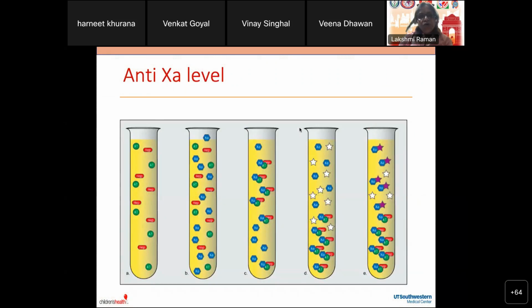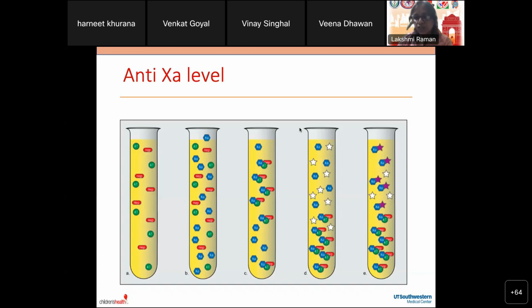So how do you do anti-Xa? You take heparin-activated platelet-free plasma, and then you add some factor Xa. There is binding of Xa to the existing heparin-antithrombin complex. Then whatever free Xa activity is there, you add a chromogen to it, and that binds to the free Xa, and that is exactly what you are measuring in this.